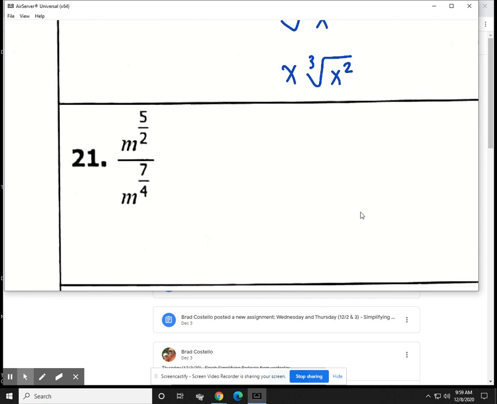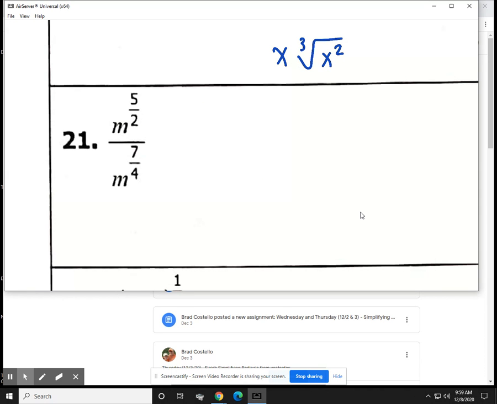Moving on. Okay, let's use another of our rules. What rule are we using in this particular case? Subtraction, right? Because we're dividing. Our bases are the same, so we're subtracting. So just write your base once, m, and then subtract your exponents. What's 5 halves minus 7/4? 3/4? Everybody get that? Use the Alpha Y equals, number 1, to take 5 halves and subtract 7/4.